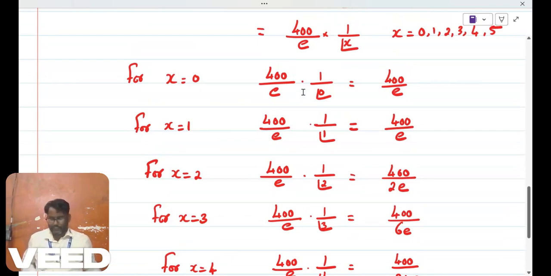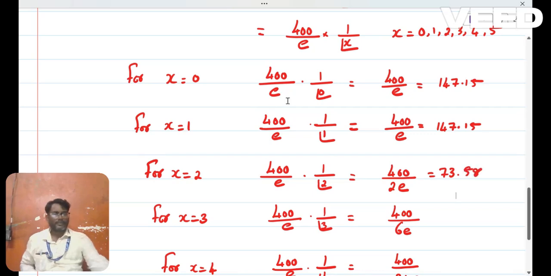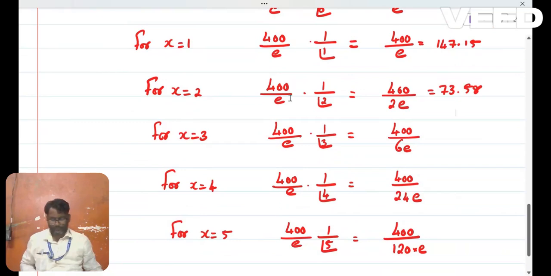So using the calculator, we will find the values. The corresponding expected frequencies are 147.15, and it is also the same, 147.15. Divided by 2, you will get 73.58, and then divided by 3, for this one you will get 24.5.